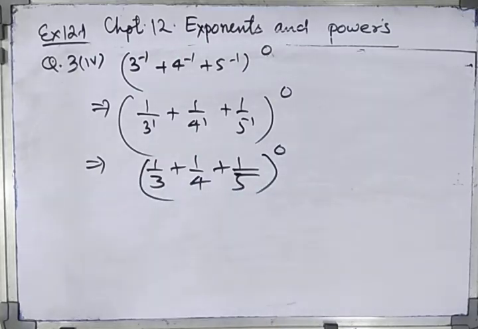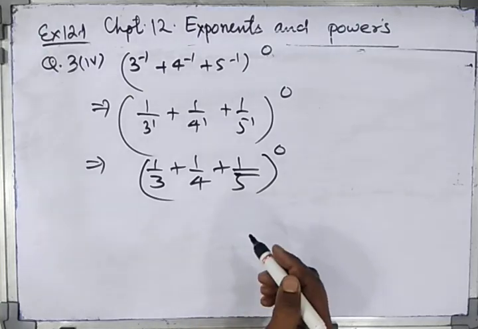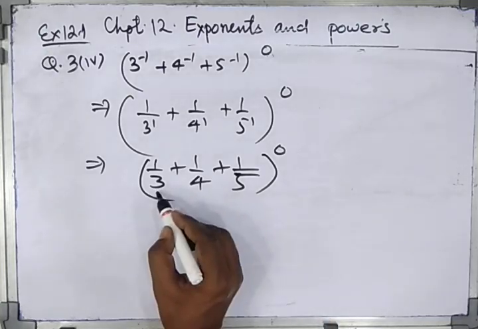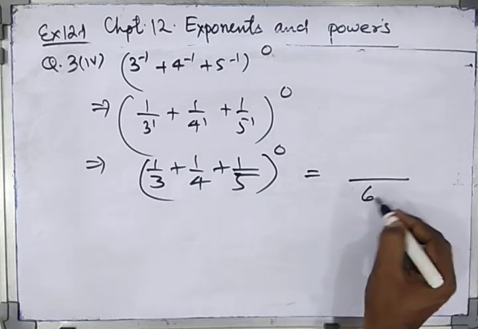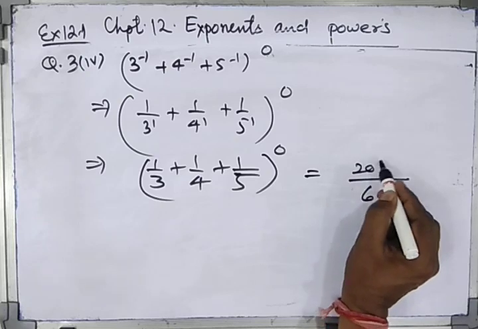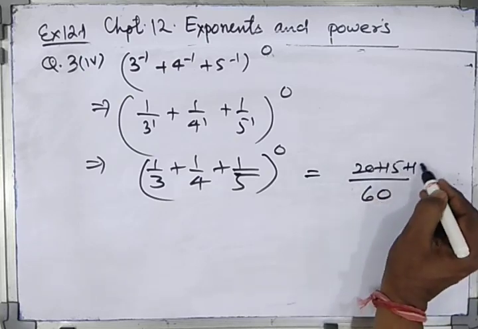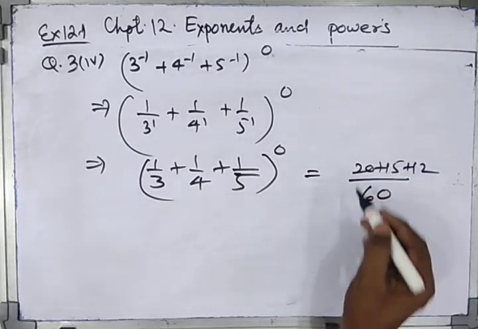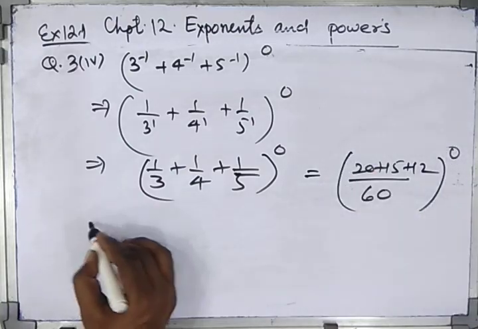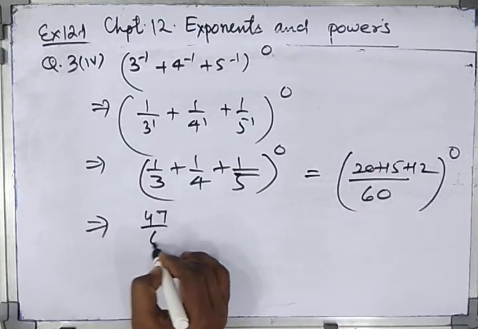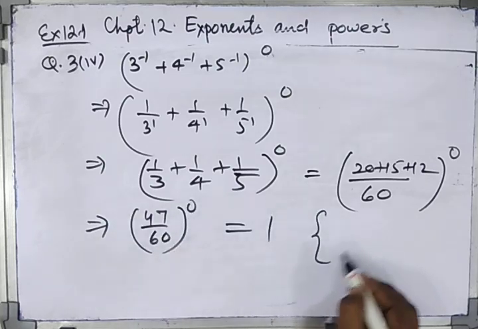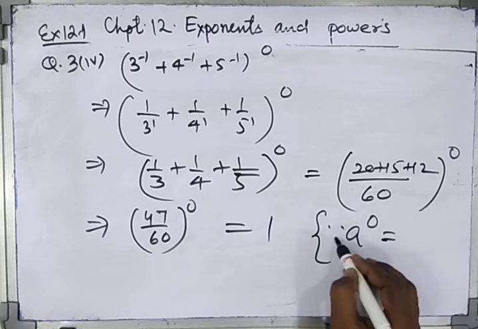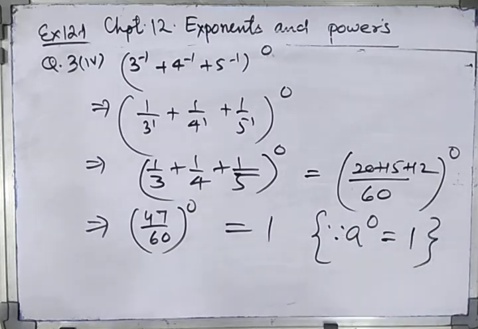It means take LCM of 3, 4 and 5, which is 60. (20 plus 15 plus 12) by 60 raised to 0. It means (47 by 60) raised to 0. This will be equal to 1 because a raised to 0 is equal to 1. So this is the final answer, students.